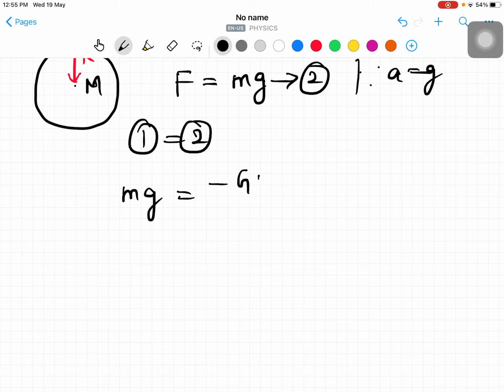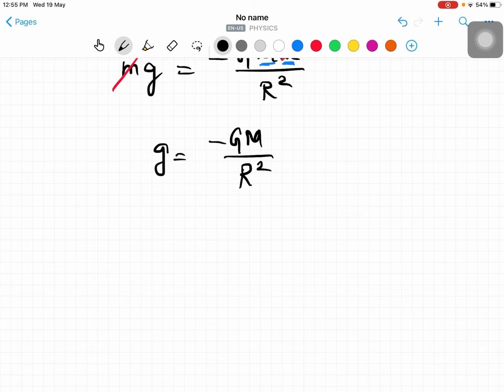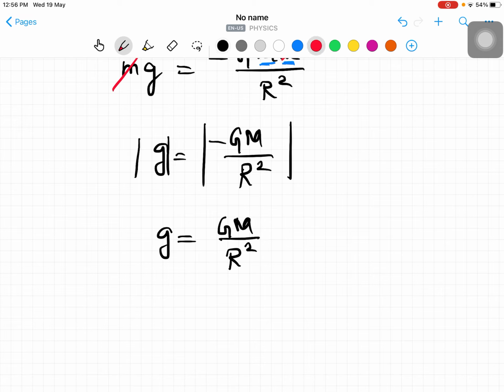m into g is equal to minus G M m divided by r square. This capital M is the mass of the Earth, and this small m is the mass of the object. Now the mass of the object cancels on both sides. So what remains is g is equal to minus G M divided by r square. Based on the direction it will change, but we need only the magnitude value of the acceleration due to gravity. How do we take the magnitude? Just take the modulo operation. So you can find the magnitude of g. That means g is equal to G M divided by r square.